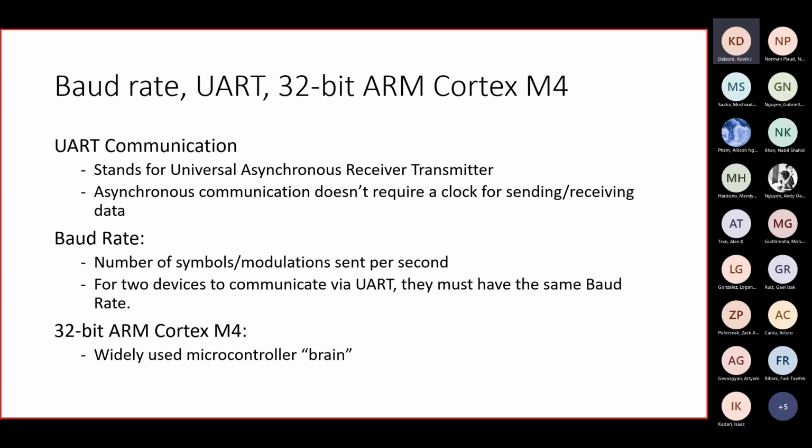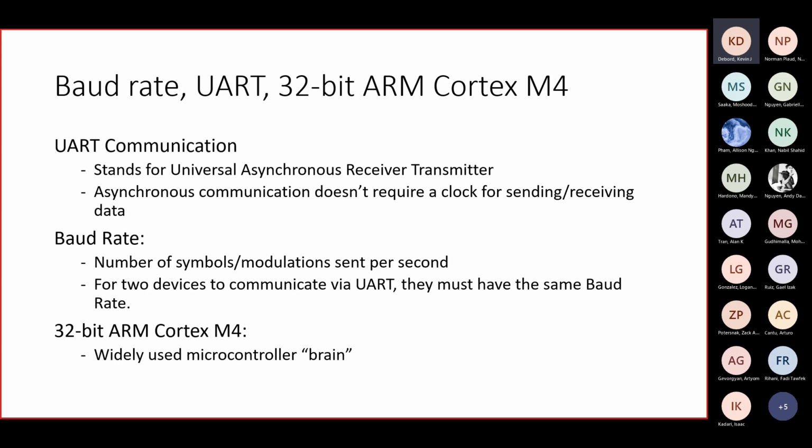So UART communication, we did it in, I think, Lab 9, right? It's the universal asynchronous receiver-transmitter. It's asynchronous communication, which means it doesn't require a clock. That's what the baud rate is for. The baud rate is just the number of symbols or modulations sent per second. We're going to go over that later with the signal processing stuff. So for two devices to communicate via UART, they must have the same baud rate, which is, again, what we did in the lab.